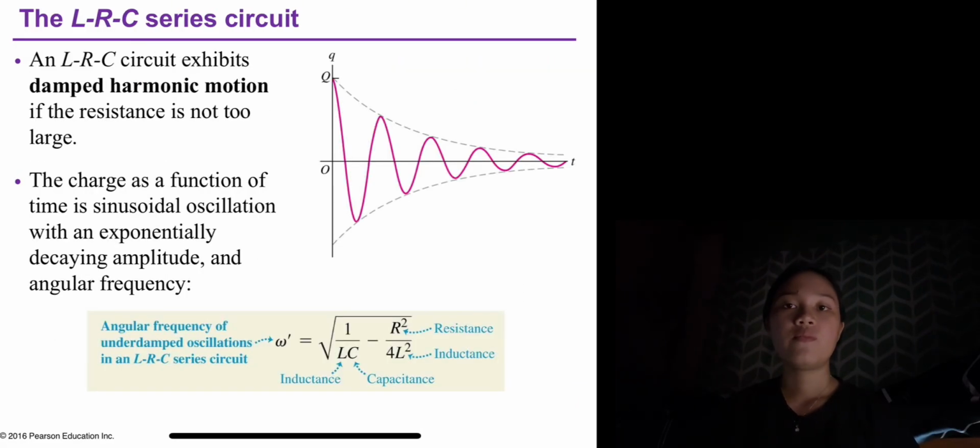Okay, so now in a damped LRC circuit, energy continues to transfer between the capacitor and the inductor. However, each cycle contains less energy than the one before. The resistor steadily removes energy as heat, and as a result, the oscillations gradually fade away. Eventually, all motion stops. So this behavior is known as damped harmonic motion.